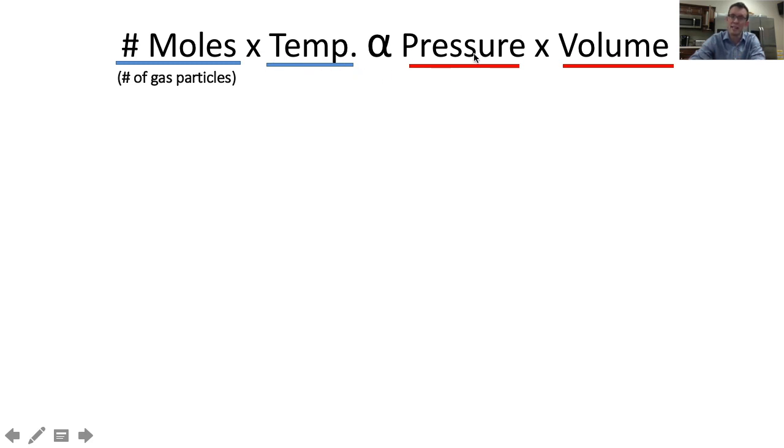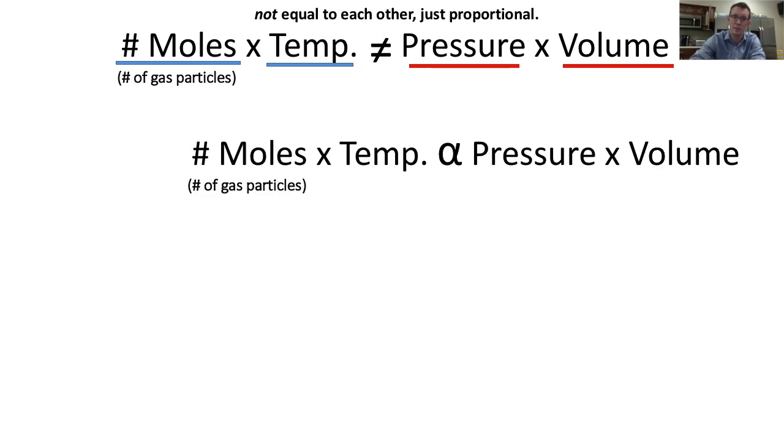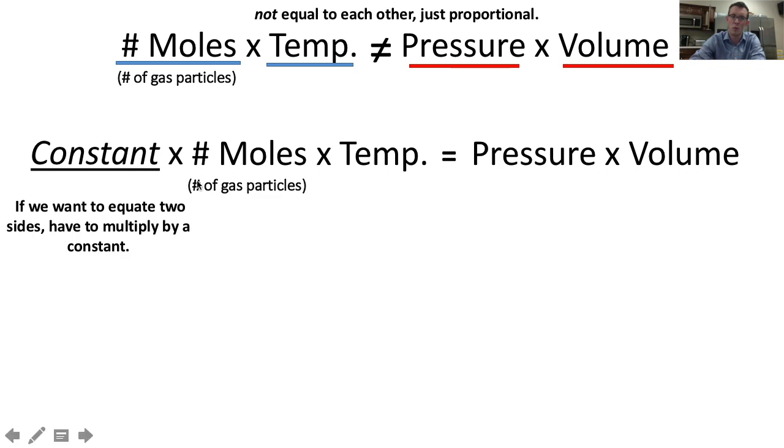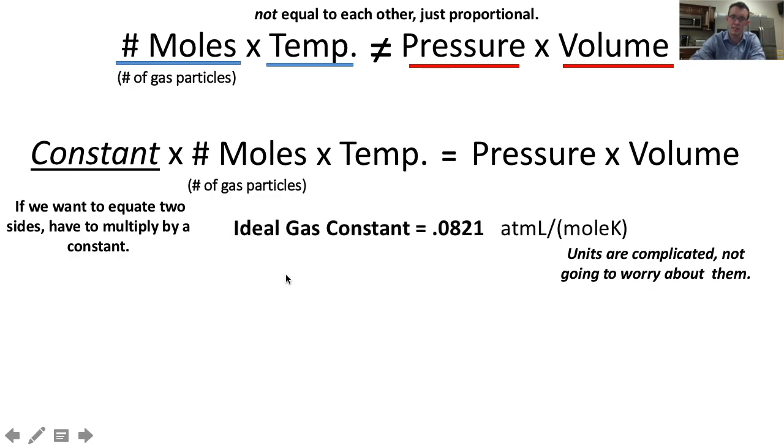So we've learned that the number of moles in a gas and the temperature of a gas are proportional to the gas's pressure and volume. But to say that they're proportional to each other is not the same as saying that they are equal to each other. In fact, chemists determined through experimentation that if they wanted to equate these two sides of the proportionality, they would have to multiply one of the sides by a constant. And we call this constant the ideal gas constant, which in the case of the units that we've been using happens to be 0.0821.